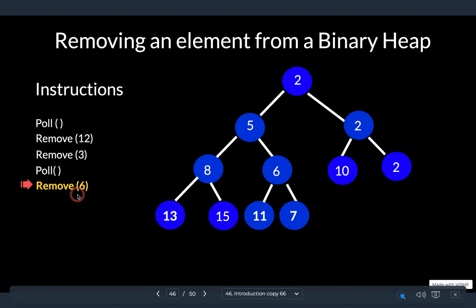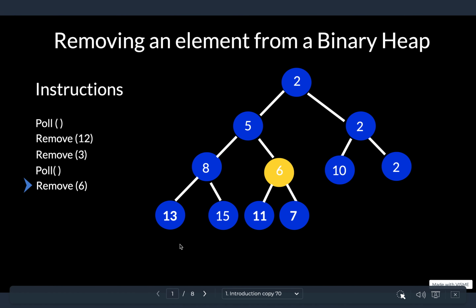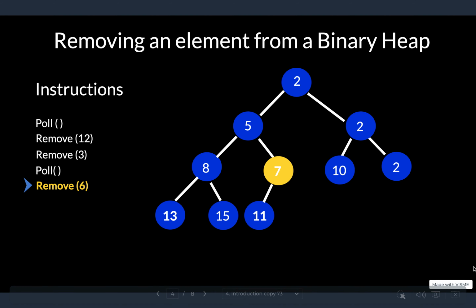So we have to look for the position of 6 because we want to remove 6, right? So we start checking. Okay, we check here, we check here, we check here like that. Then eventually we are going to find 6. So once we find 6, we are going to swap it with the last element as usual like this. Then we remove 6.